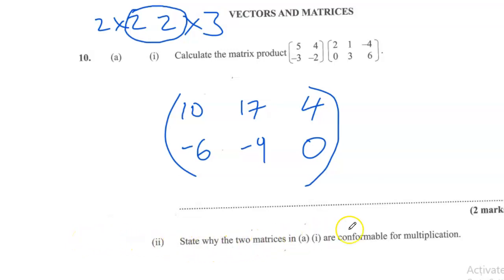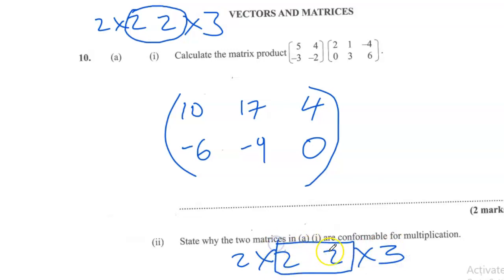State why the two matrices are compatible for multiplication, and the reason: the order of the first matrix is a 2 by 2, and the order of the second matrix is a 2 by 3. And if these two inner values are the same, then it's compatible. You can easily find the product of two such matrices.